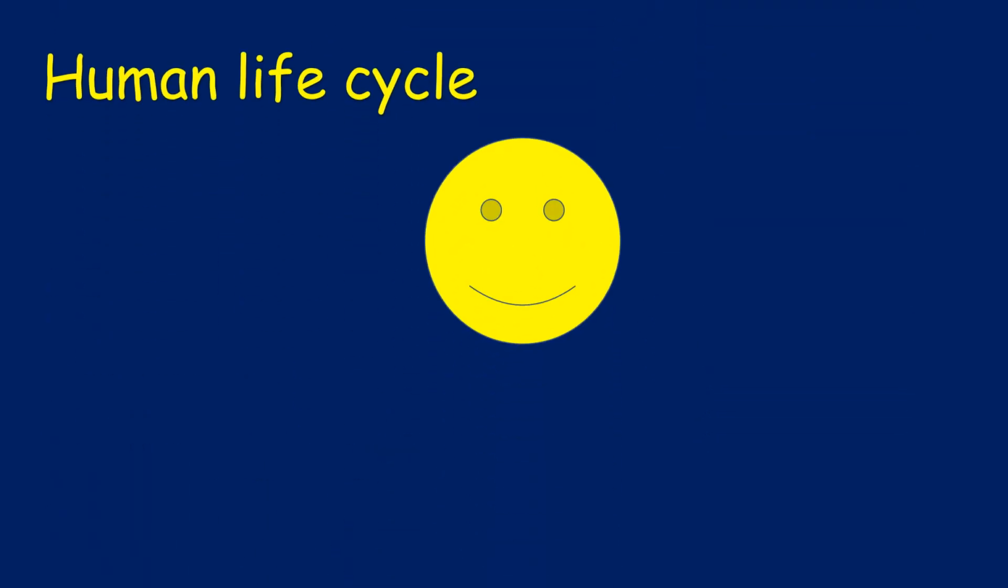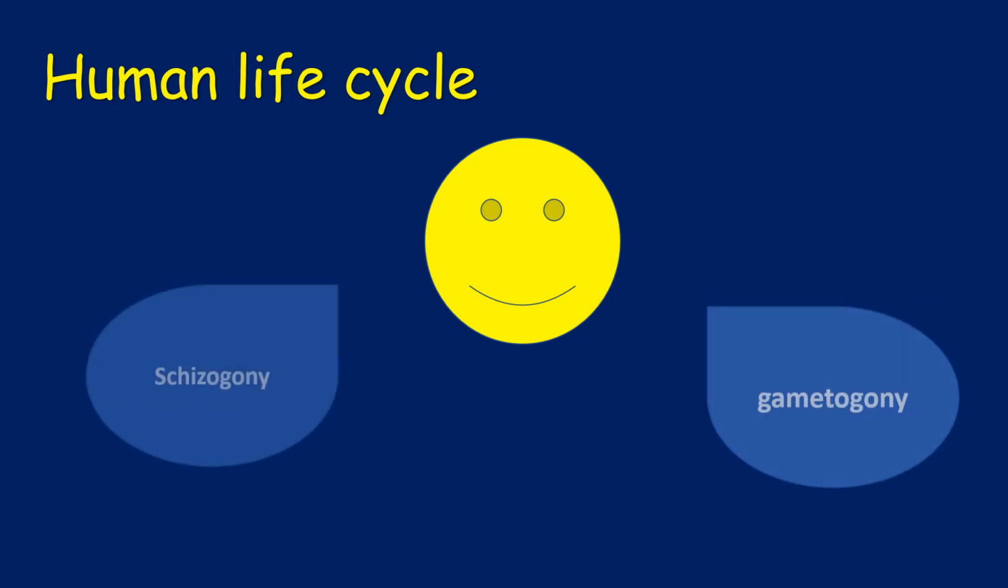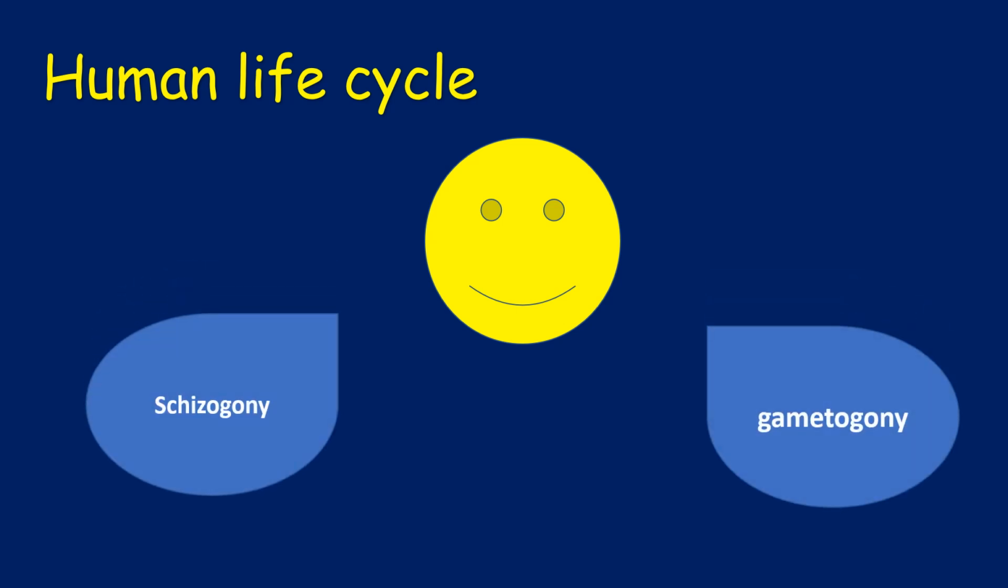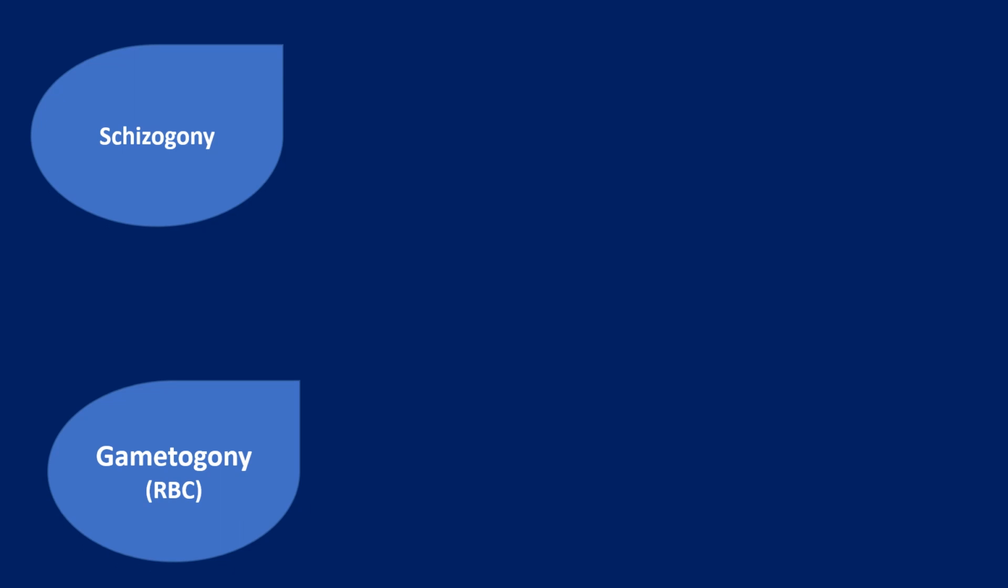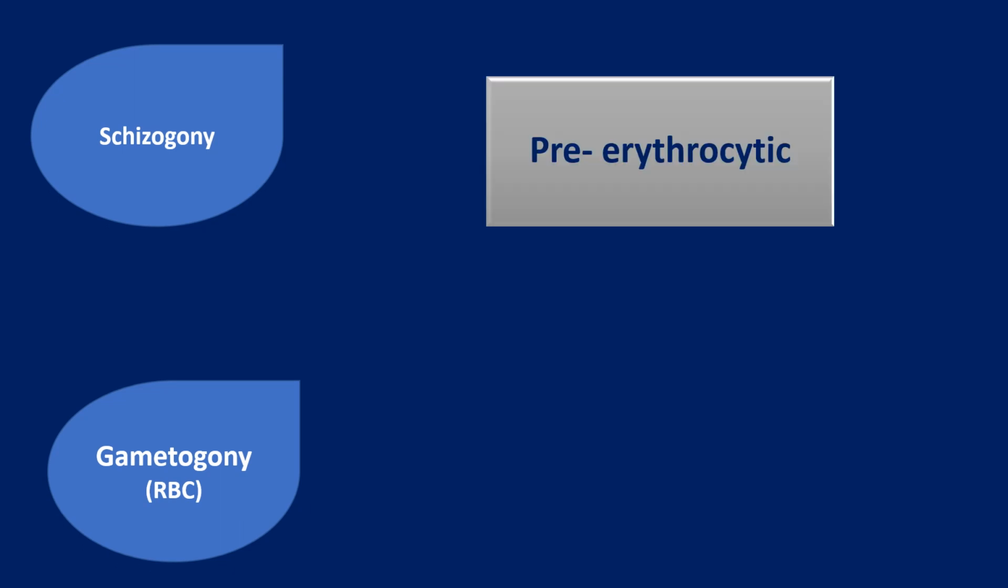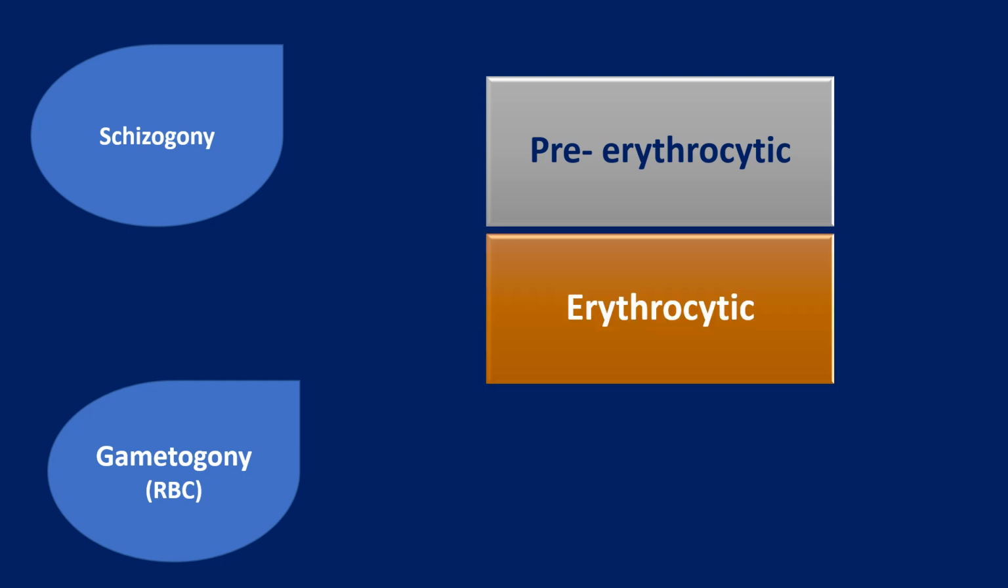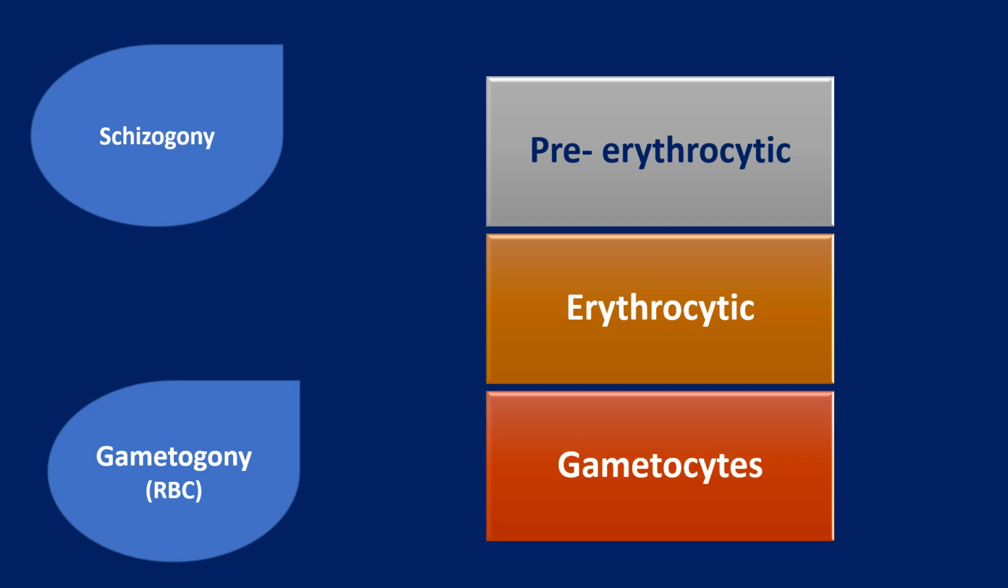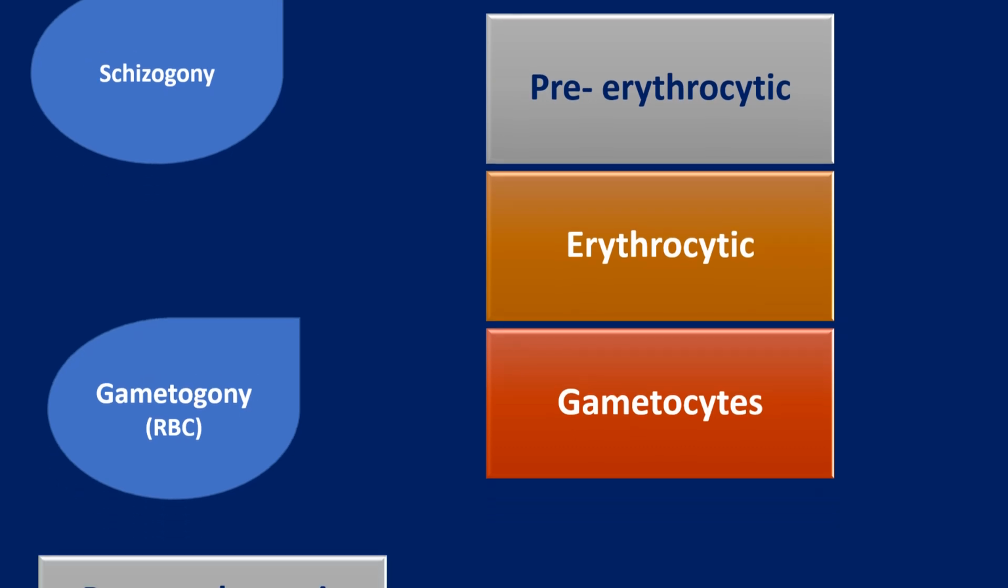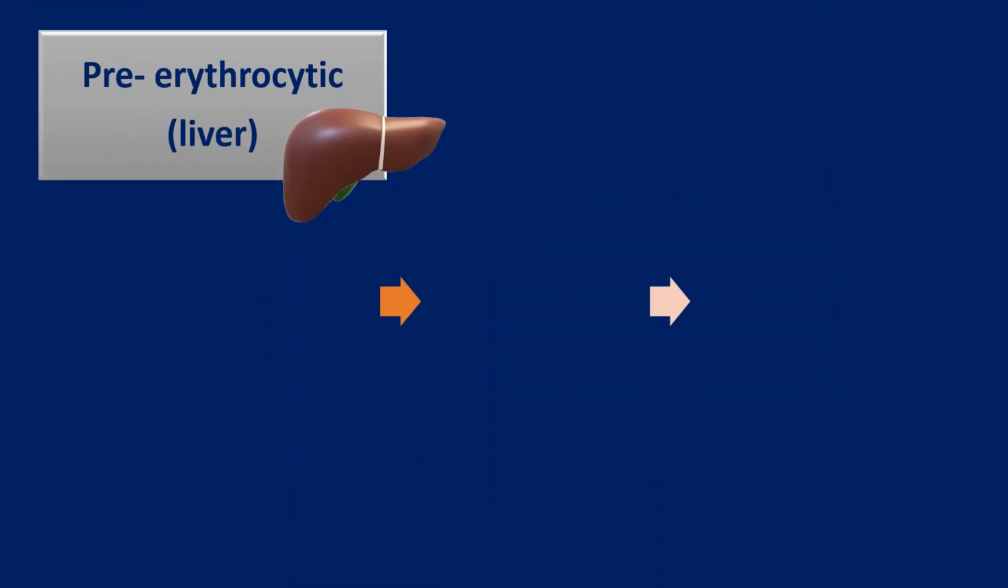The human life cycle mainly has zygony and gametogony phases in the following order. First is pre-erythrocytic zygony, or primary exoerythrocytic zygony. Second is erythrocytic zygony. Third is gametogony. In Plasmodium vivax and Plasmodium ovale infection, there is another phase called secondary exoerythrocytic zygony.